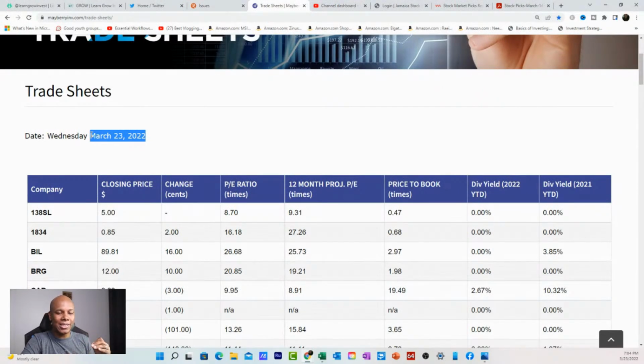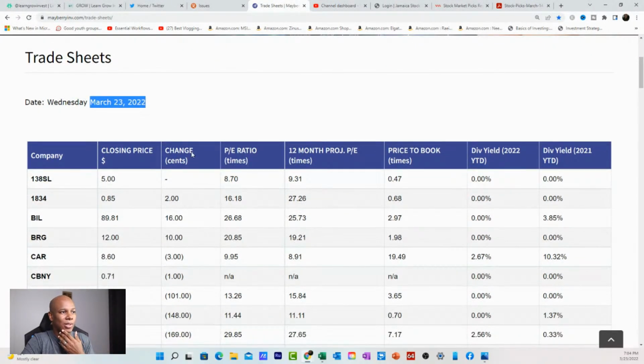Once you update it, I'll show you how to refresh the data each day. But maybe in the second video, what we'll do is add a refresh button so that we don't have to go to the same place to refresh it. It shows us the change per day. It shows us the PE ratio, shows us a 12-month projected PE. Then it shows price to book, dividend yield, etc.